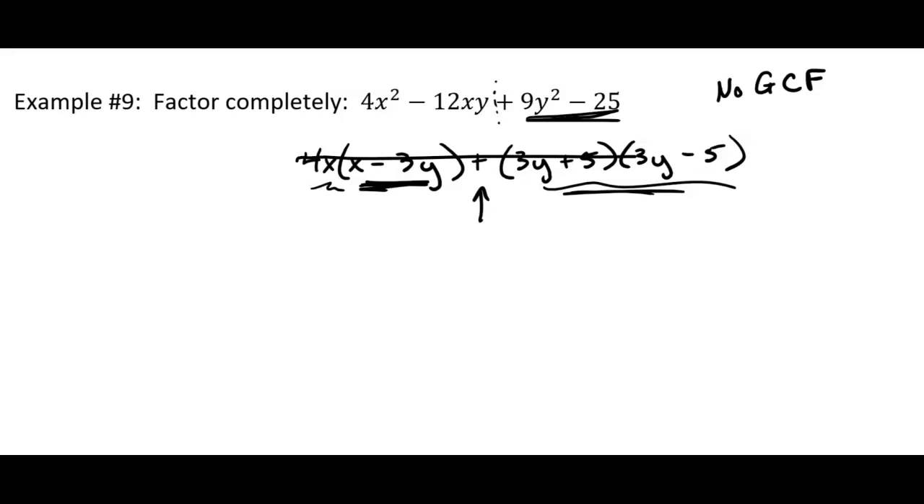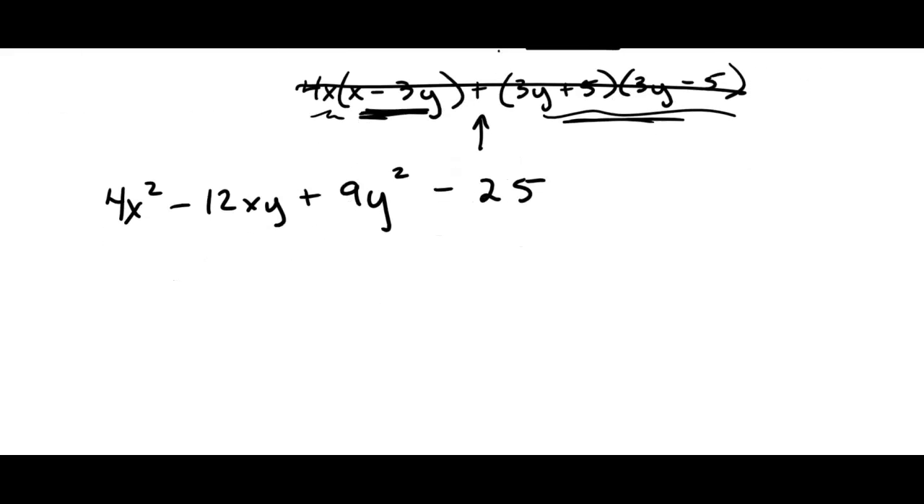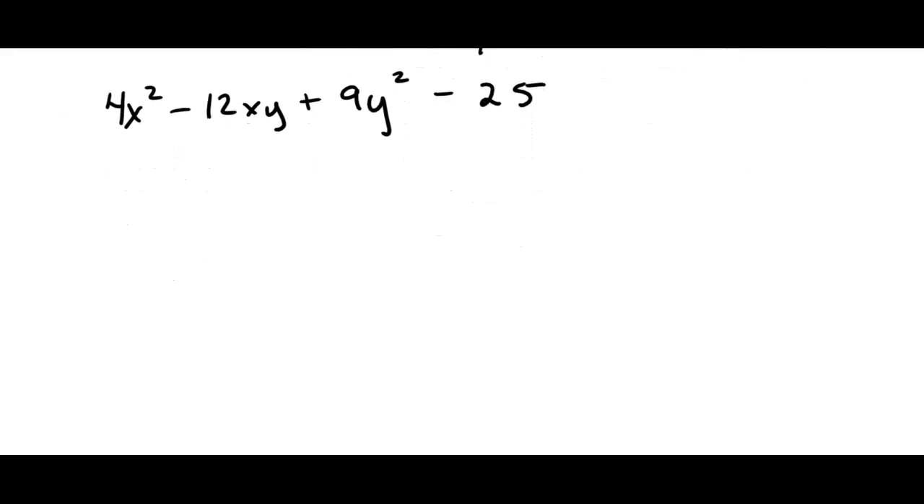So, okay, I'll rewrite it. 4x squared minus 12xy plus 9y squared minus 25. And so what we tried at the beginning didn't work. It wasn't a bad idea, it just didn't work. Now we're going to split this though with these 3 terms together, minus 25.